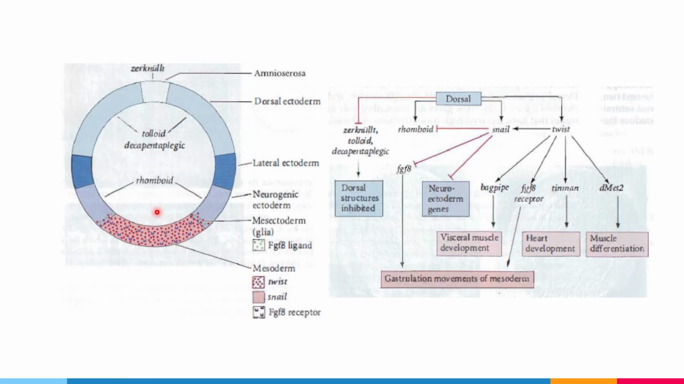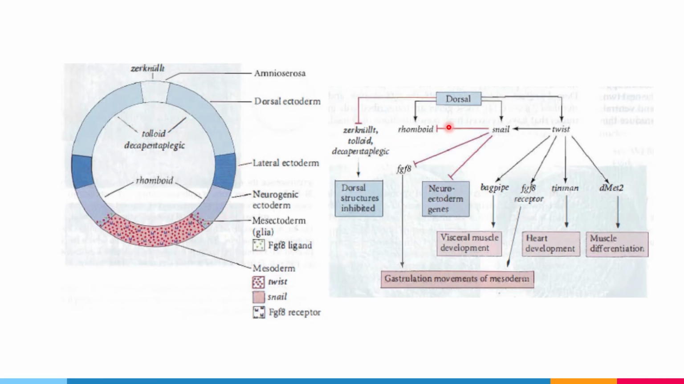So we have the expression of snail and twist in the region where there is maximum dorsal. A lot of dorsal is required for snail to be activated. Snail then goes ahead and inhibits rhomboid. So only in the region where dorsal is present but snail is not present is rhomboid activated. Another thing that happens is that where snail and twist are active, the FGF8 receptor is produced, and where rhomboid is active, the FGF8 ligand is produced.